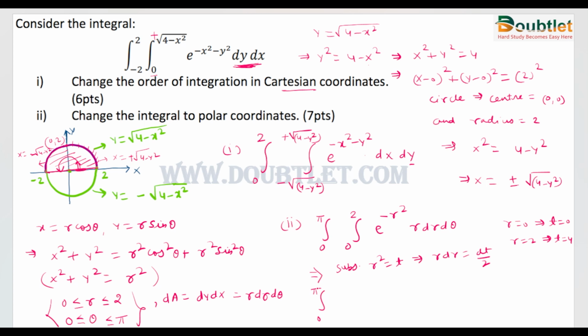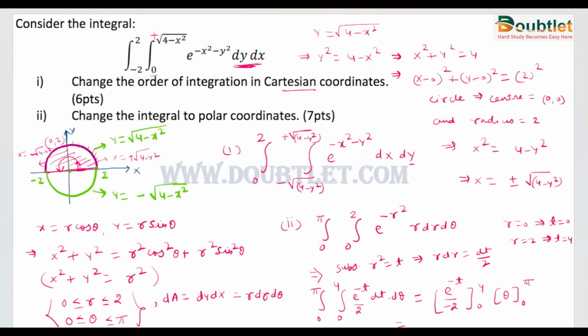So now we need to integrate first with respect to t. So what will it become? E to the power minus t divided by minus 1, with limits from 0 to 4. So it will become constant, and there is no term of theta. So we can integrate theta now. So d theta will be integrated to theta, and the integration from 0 to pi, if we put the limit in theta, will become pi.